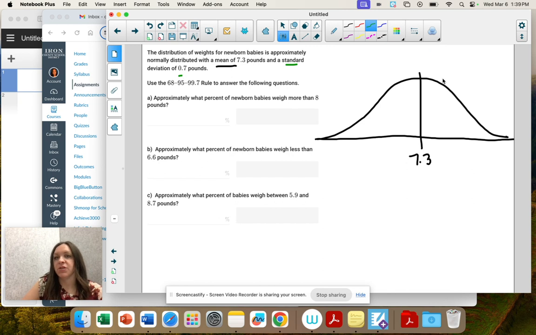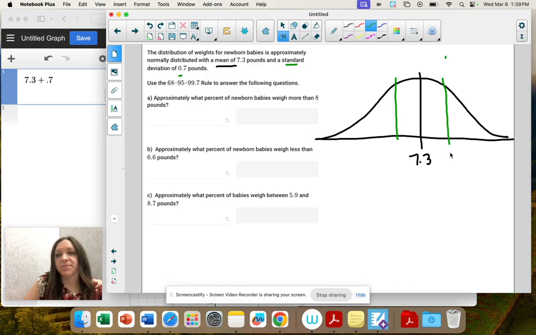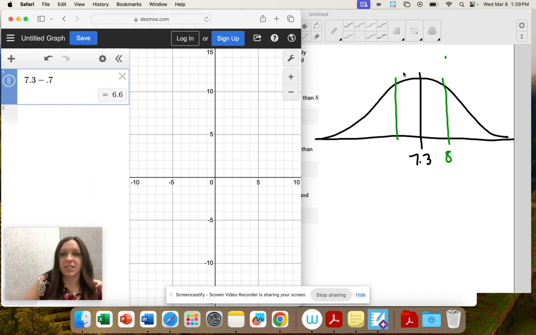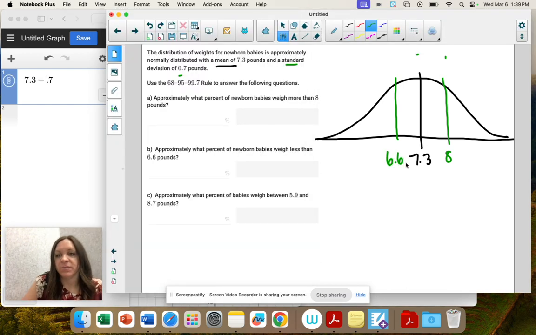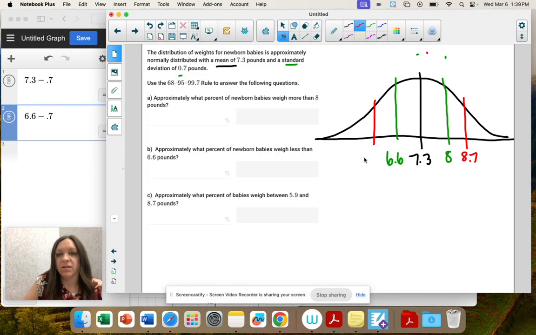0.7. So if I go out one standard deviation away from the mean, I'm going to add 0.7 and subtract 0.7. So 7.3 plus 0.7 is 8. That makes sense. And then the other way would be 6.6. And then you would keep going. So the second standard deviation away, now we're going to take 8 plus 0.7, which is 8.7. And then 6.6 minus 0.7 is 5.9.